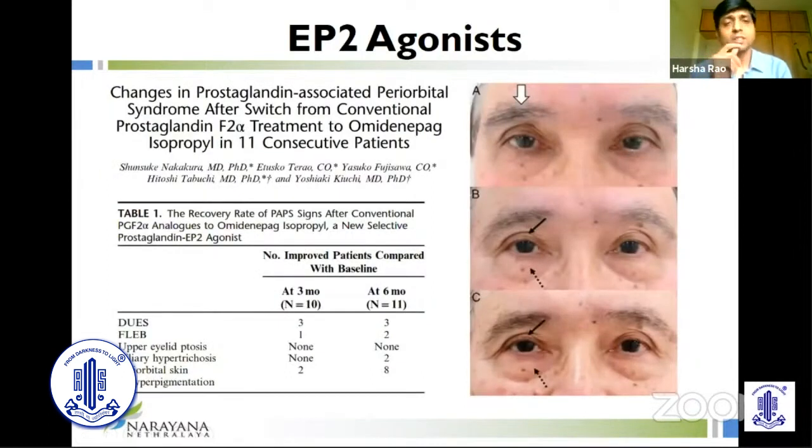There are clinical small case series which also show that when patients with signs of PAP and on latanoprost or travoprost or bimatoprost were shifted to the EP2 agonist, a good number of patients showed improvements in the signs of PAP.